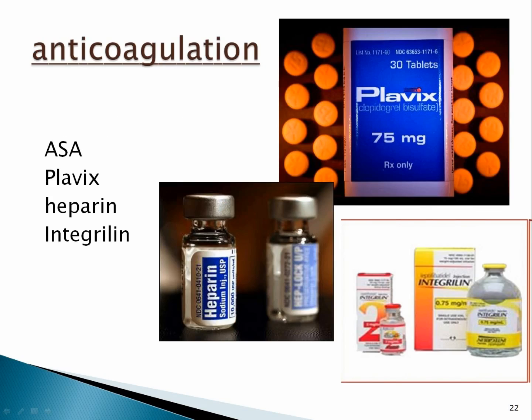Anticoagulants. The patient with chest pain might be forming a clot or clots in the coronary arteries, so it's important to stop the clot from getting bigger. Aspirin, ASA, clopidogrel or Plavix, heparin, and Integrilin are known to inhibit platelet stickiness and stop the clots from getting bigger.